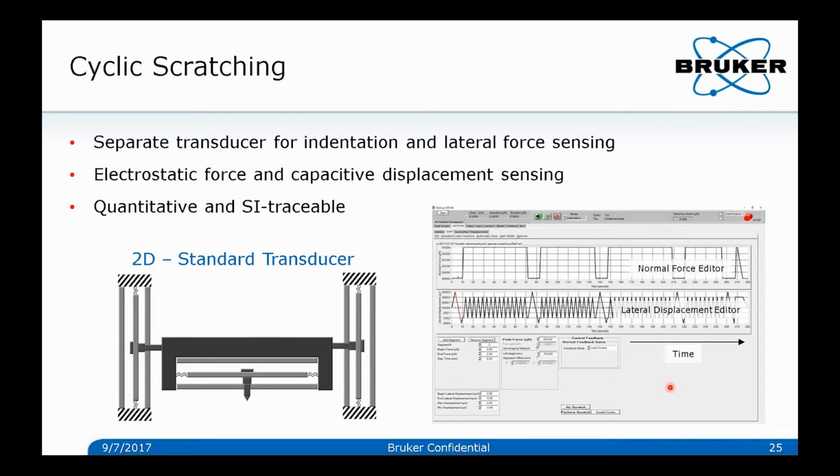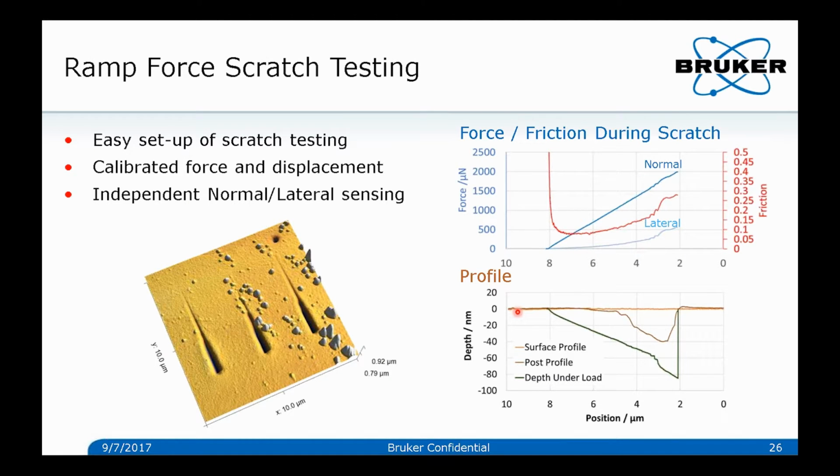So this is a reciprocating scratch test where we're measuring changes in friction as we continue to scratch along the same path. And in between the reciprocating scratch segments, you're just measuring the profile of the surface of the sample.